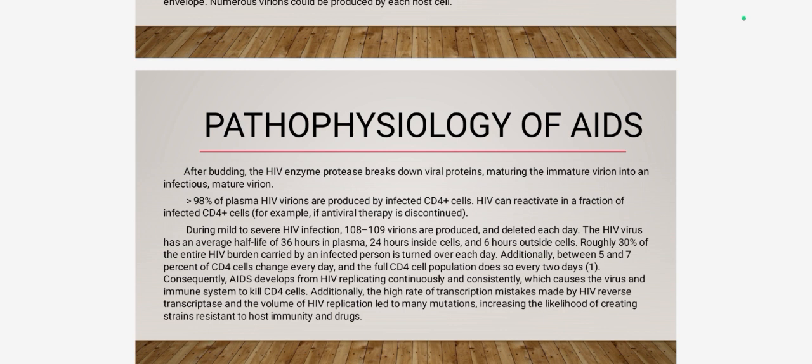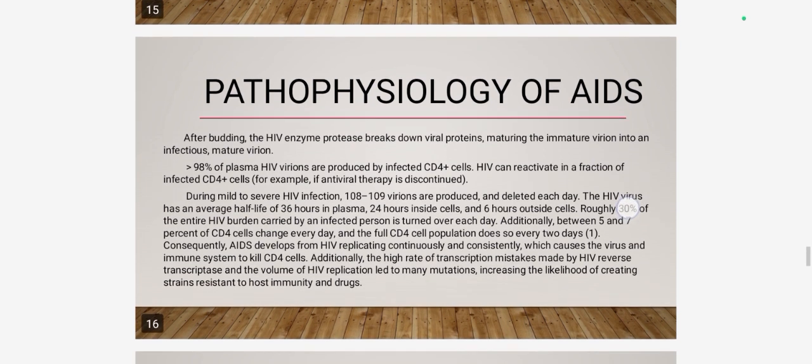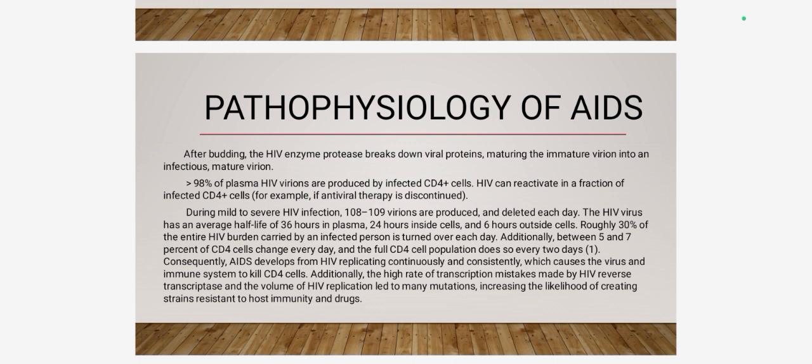HIV can be reactivated in a fraction of the infected CD4 cells, for example, if the antiviral therapy is discontinued. During mild to severe HIV infection, 10^8 to 10^9 variants are produced and deleted each day. The HIV virus has an average half-life of 36 hours in plasma, 24 hours inside the cells, and 6 hours outside the cells. Roughly 30% of the entire HIV burden carried by an infected person is turned over each day. Additionally, between 5 and 7% of the CD4 cells change every day, and the full CD4 cell population does so every 2 days.